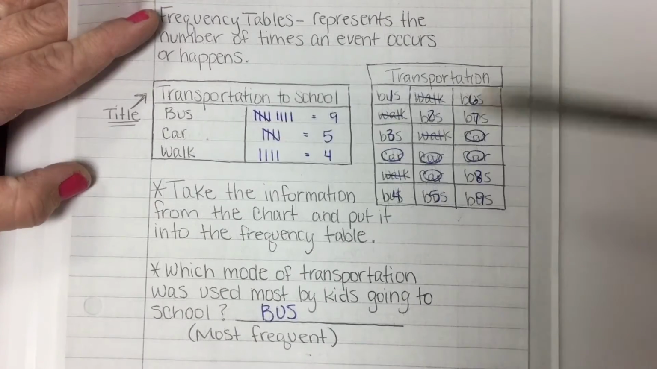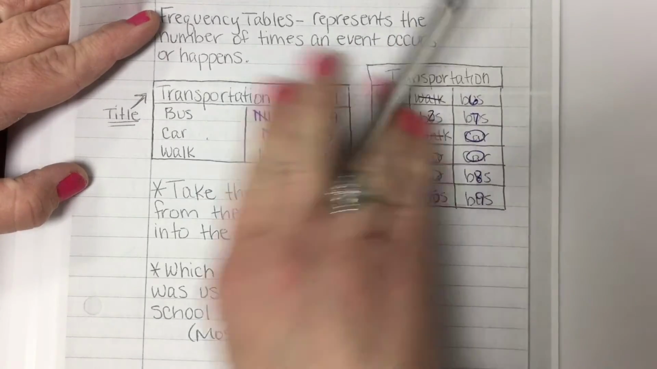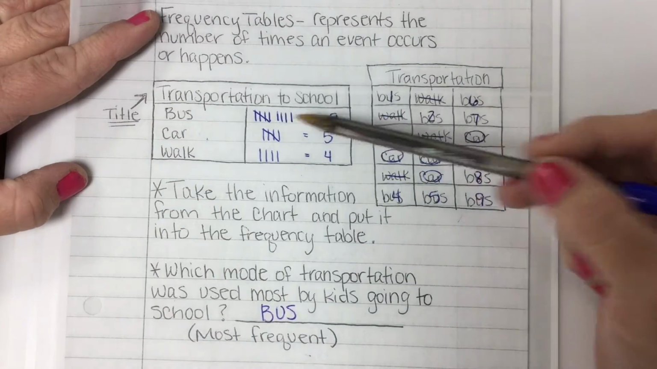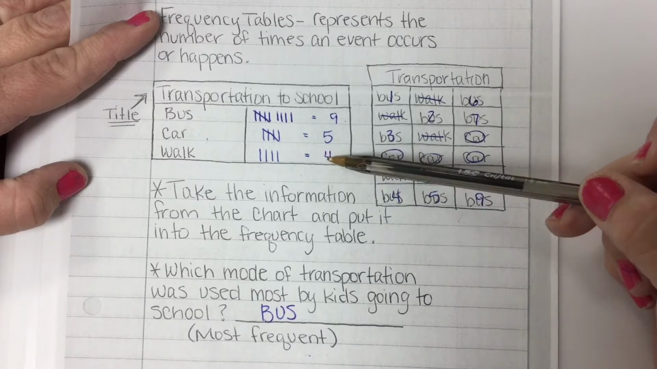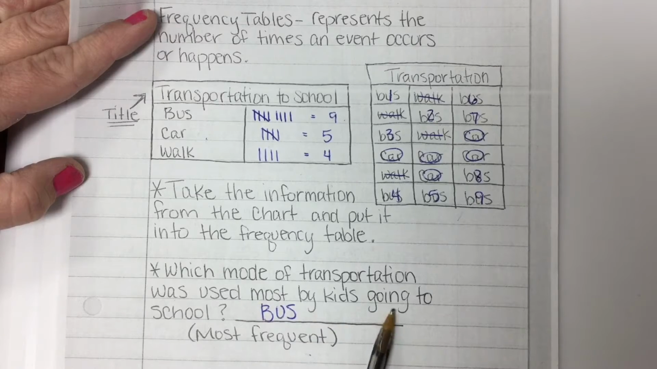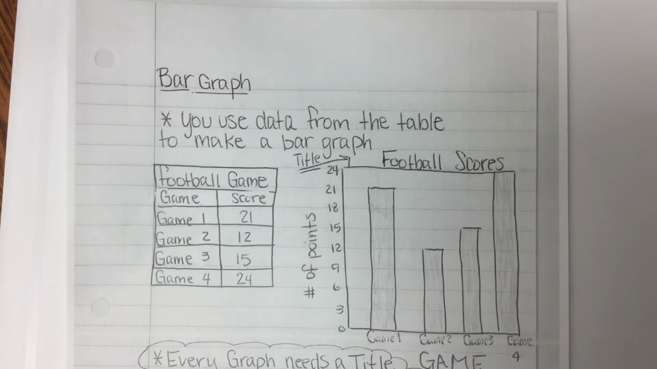Okay, so this is what your frequency table should have looked like. You could have done tally marks or you could have done numbers. I did both so that you could see. There were 9 students that were bus riders, 5 students were car riders, and 4 students that walked. So which mode of transportation was used most by the kids going to school? It was the bus.